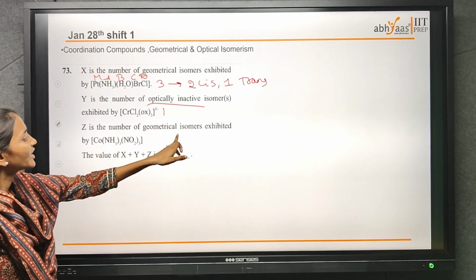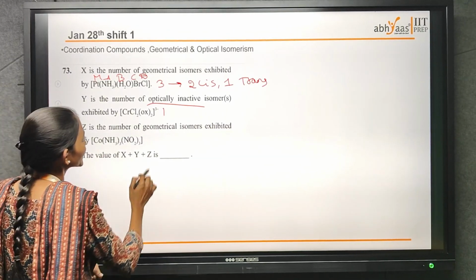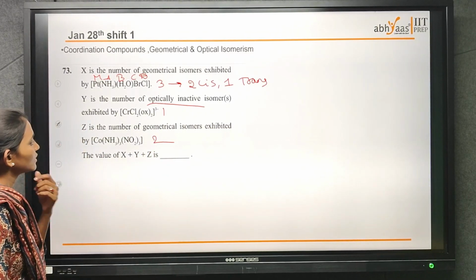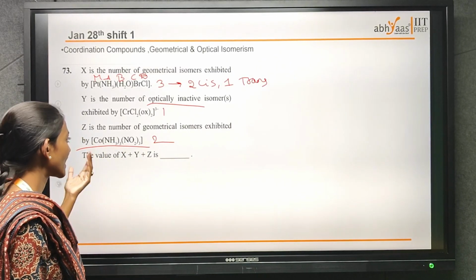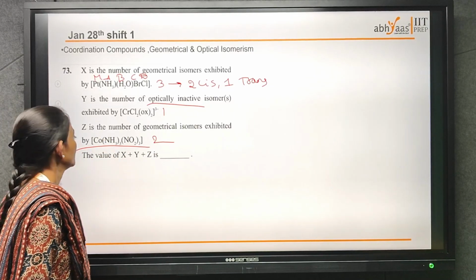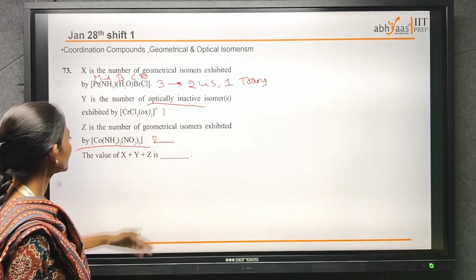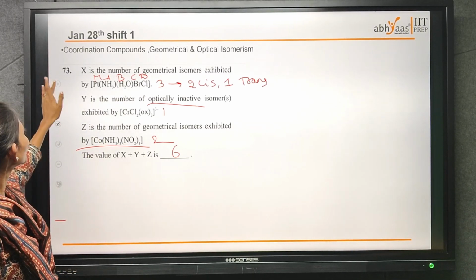Z is the number of geometrical isomers exhibited by the next complex. If you see here, what we are getting is 2. That means, from NCERT you know that facial and meridional isomers we have seen. For this case, these are facial and meridional isomers. So X plus Y plus Z means you are having 6. 6 is your answer. Very simple question. Moving on to the next question.